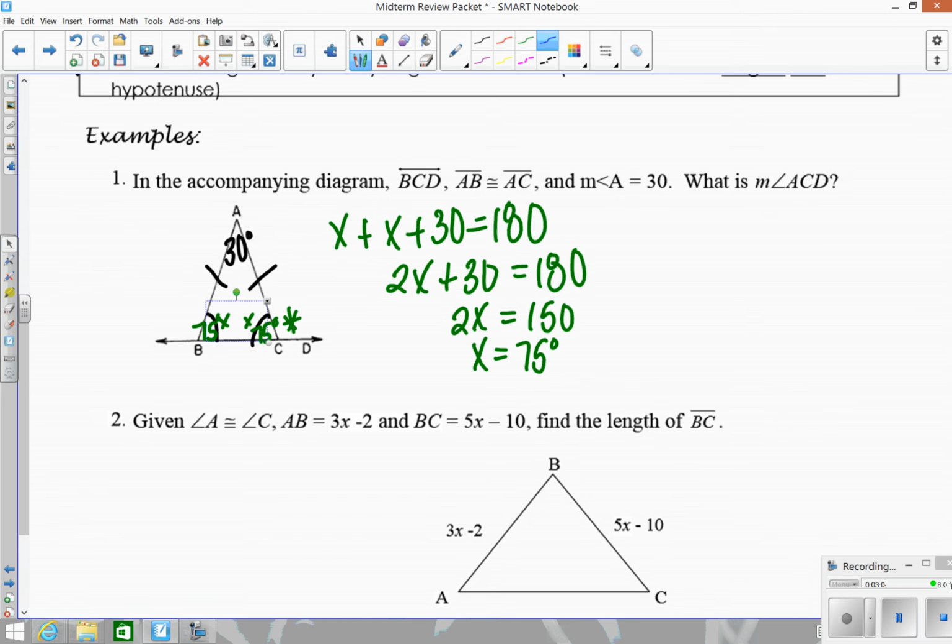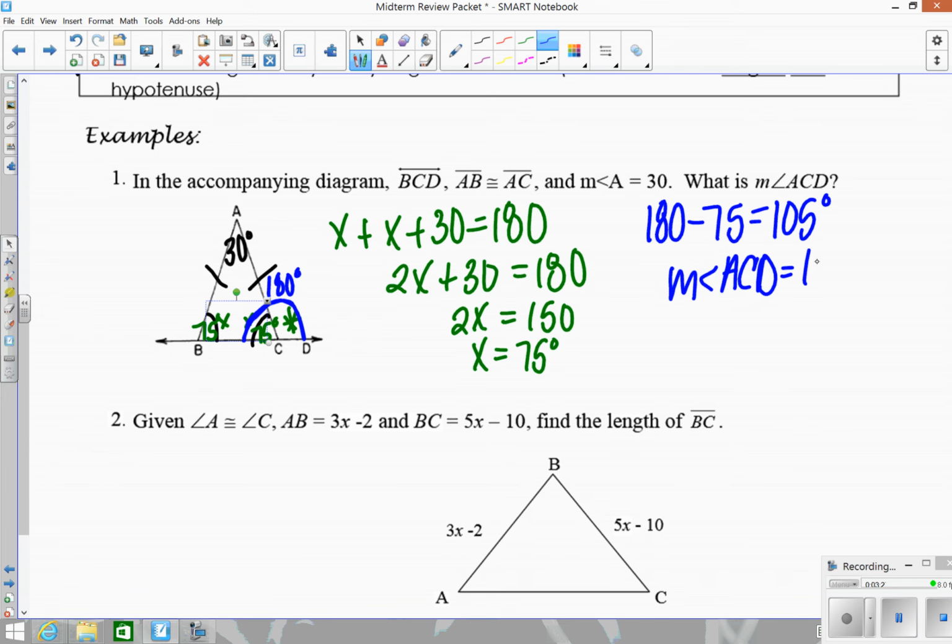And then the next step is to find the missing angle, which is angle ACD. I know that this 75-degree angle and this exterior angle have to add up to 180 because they form a straight line. So I can just do 180 minus 75, and we get 105. So the measure of angle ACD is 105 degrees.